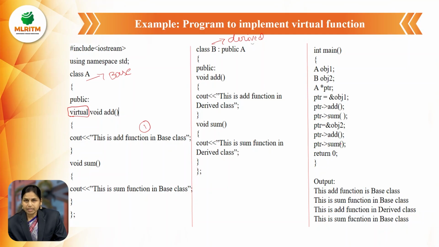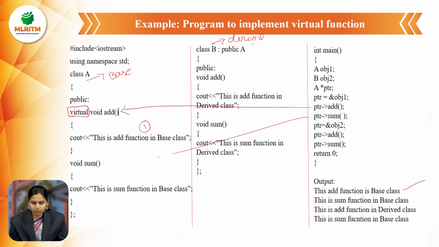So, the same concept is used here also. Two objects are created, object 1 and object 2, and a pointer variable is created for the base class only. First, the object 1 address is copied into the pointer. By using this pointer, we call the add function and the sum function. First, the add function: it goes to this function and executes. This is add function in base class. Next, we call the sum function, and it executes. This is sum function in base class.